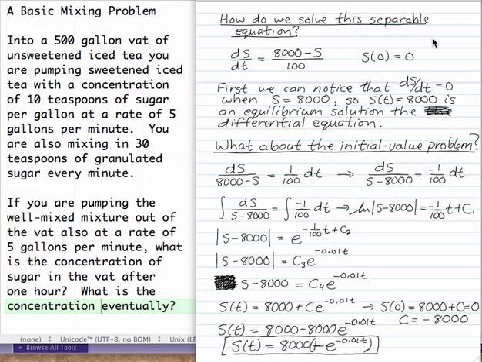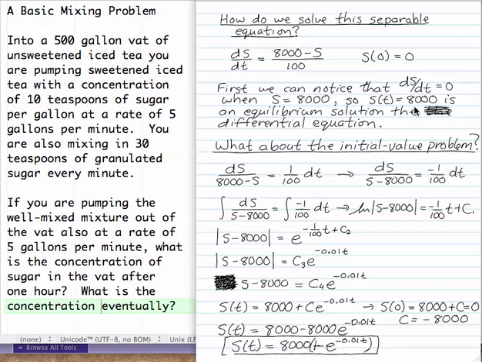We've set up a basic mixing problem. Now how do we solve the separable equation that resulted? ds/dt equals (8,000 minus s) over 100, and s(0) equals 0. First, we can notice that ds/dt is 0 when s is 8,000.